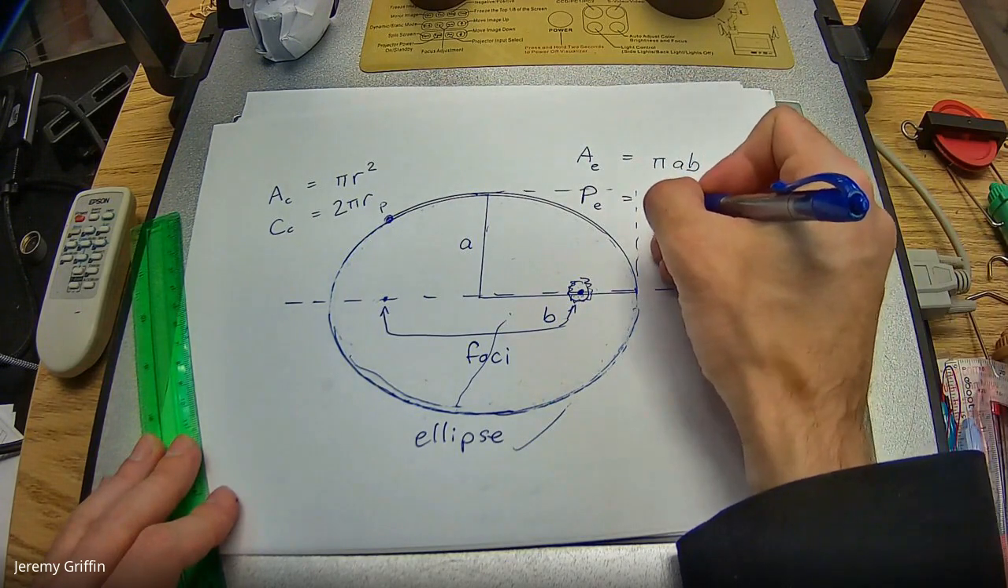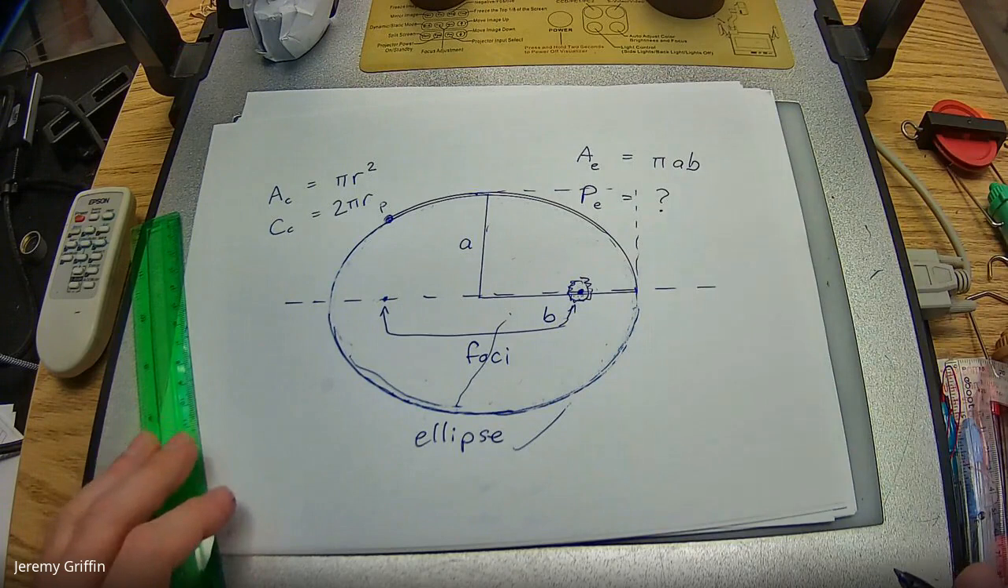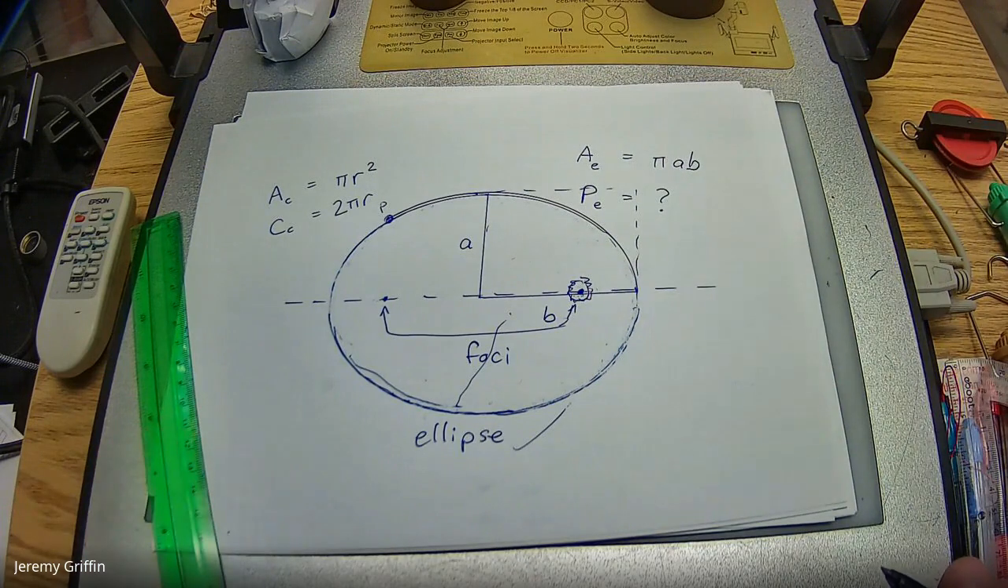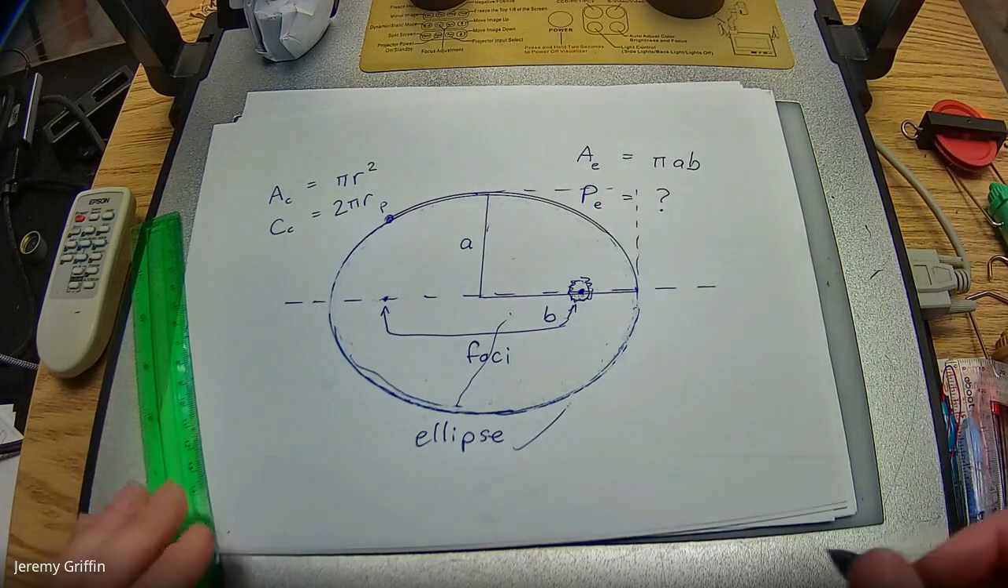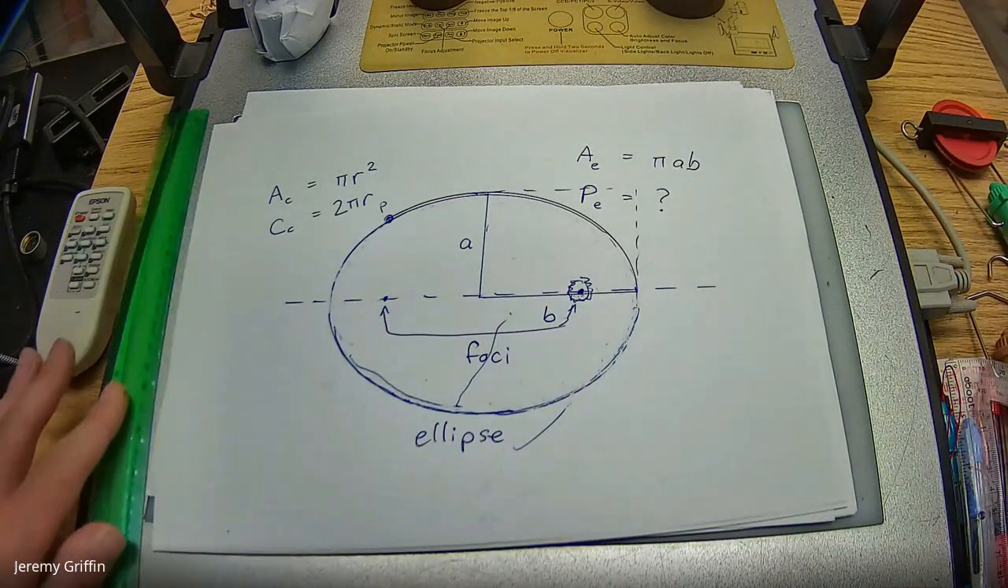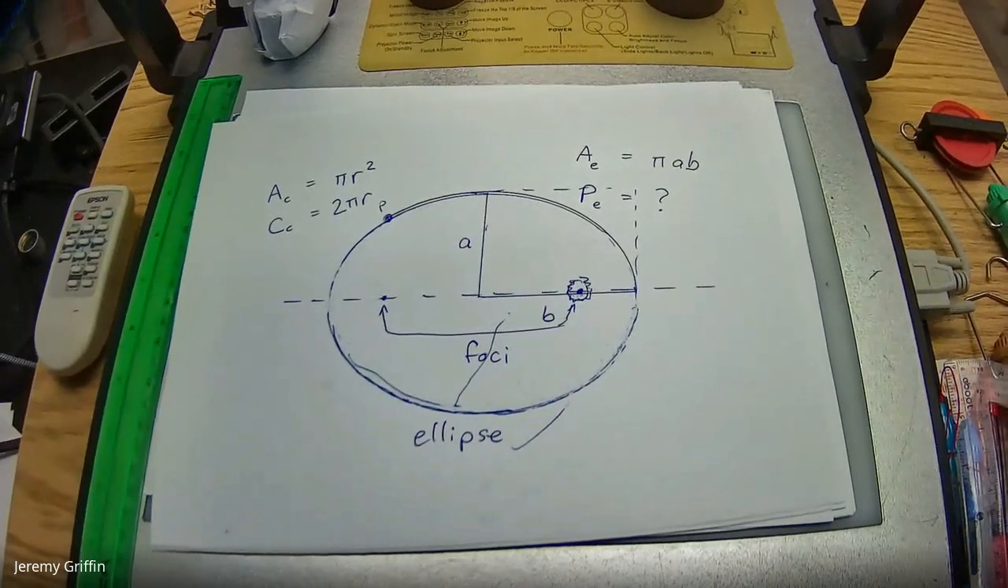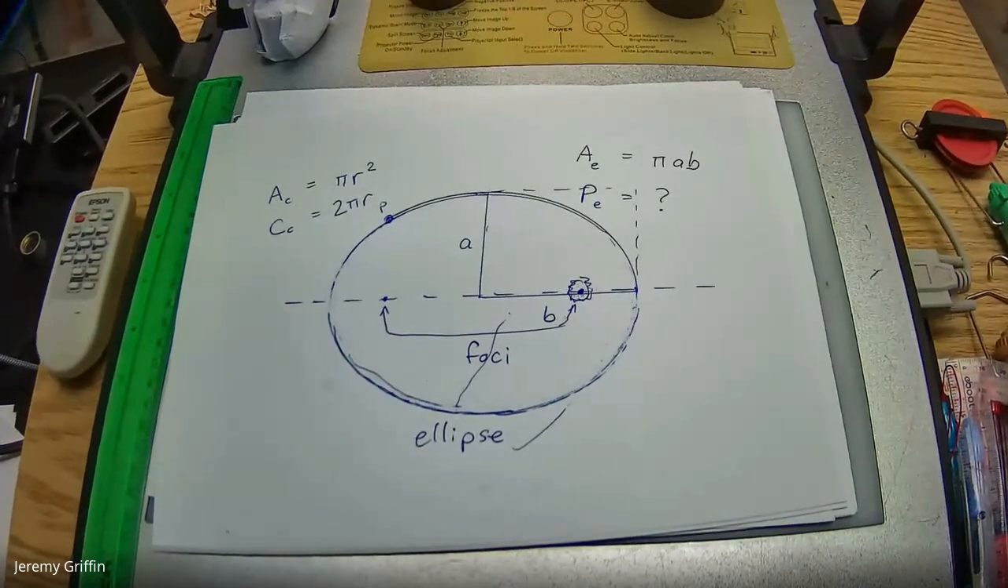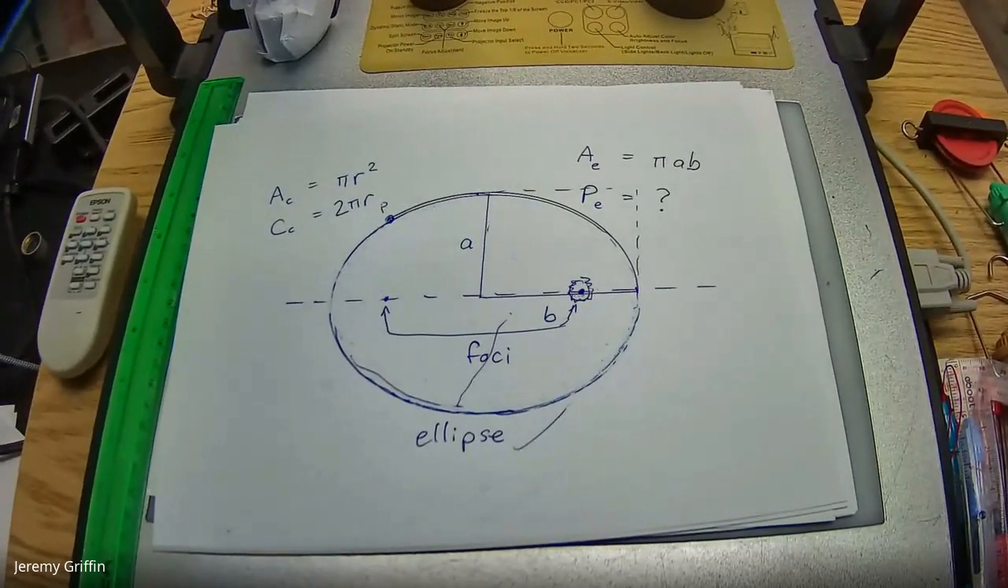This is one of the mysteries that no mathematician has ever exactly unlocked. Now, there are approximations. There are some formulas that get pretty close, but nobody's figured out exactly what the perimeter of an ellipse is. Nobody knows. So that's a mystery. Maybe one day, one of you will master math and figure that out.